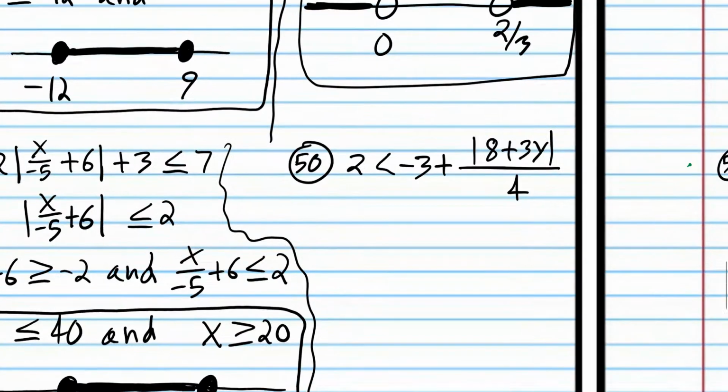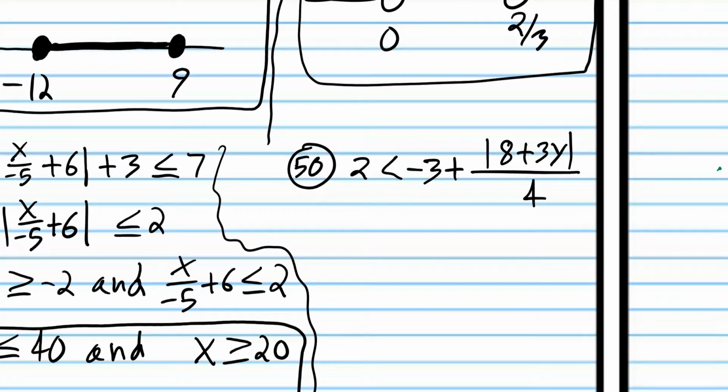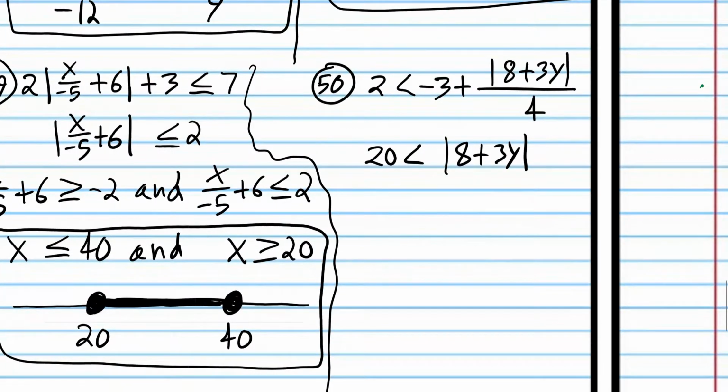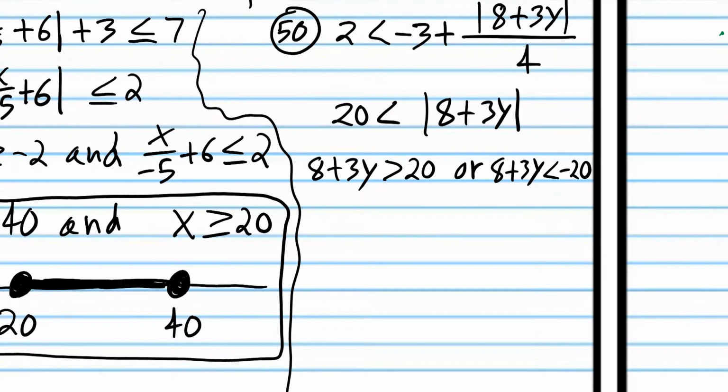All right, we're back. Add 3 to both sides, multiply by 4. We get 20 is less than absolute value of 8 plus 3y. Now, if an absolute value is greater than a number, use your screenshot there, and we know that 8 plus 3y has to be greater than 20, and you have to use the word or. 8 plus 3y is less than -20. That's just what you have to memorize there.